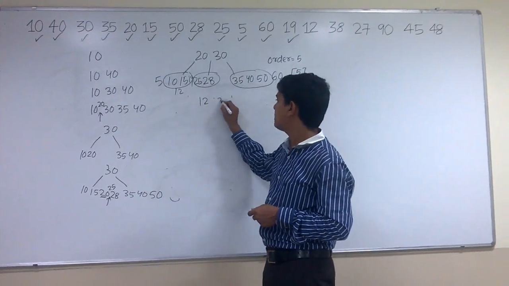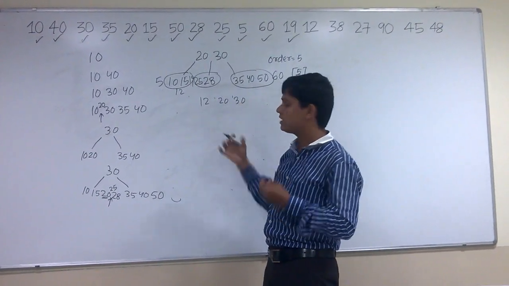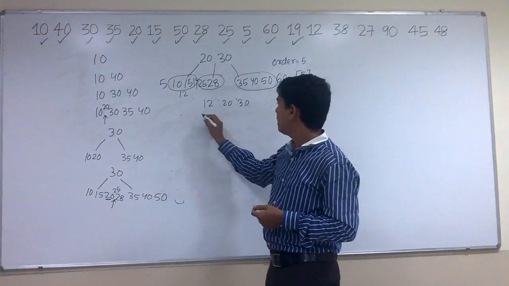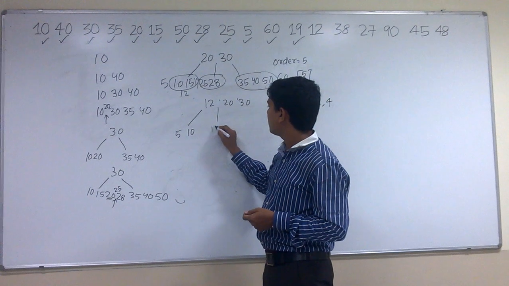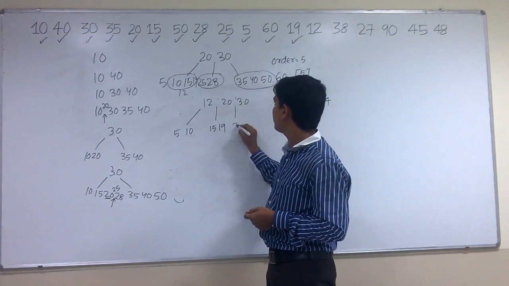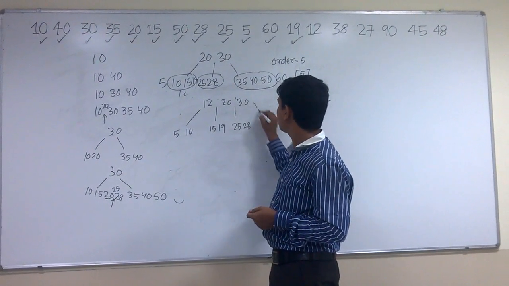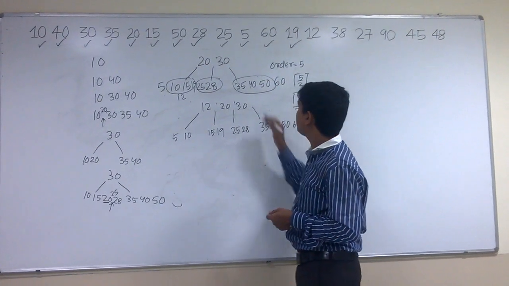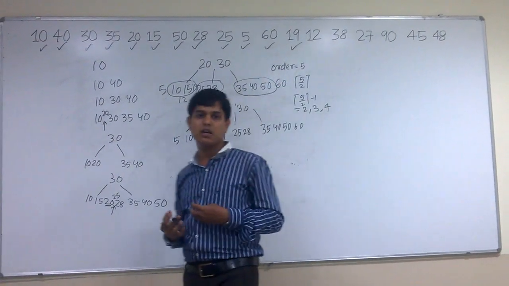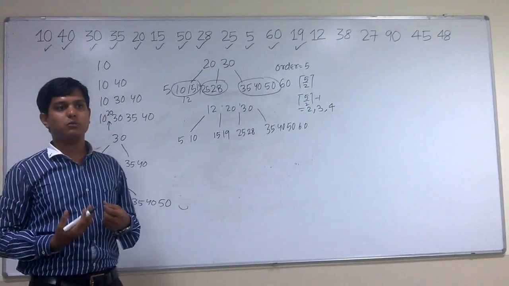So 12, 20 and 30, the three key values, are in the root node, and in the left subtree you will find 5 and 10. In this you will get 15 and 19. Here you will get 25 and 28. Here 35, 40, 50 and 60. Like that we will go for the insertion of the B tree. Then we will come to the conclusion part.